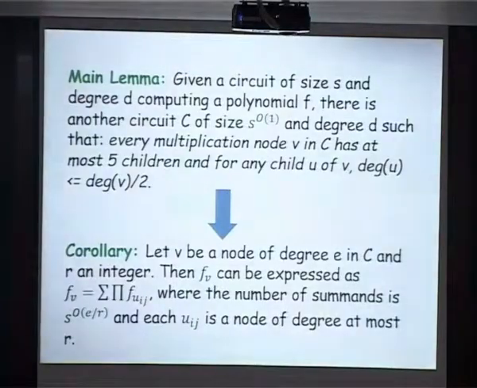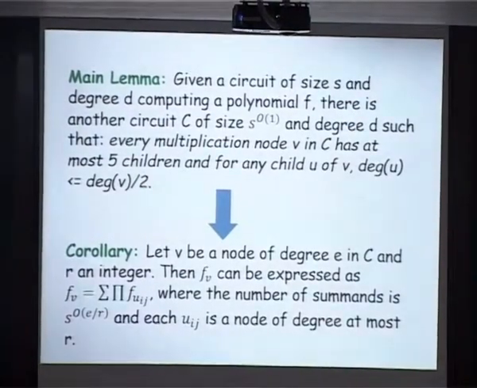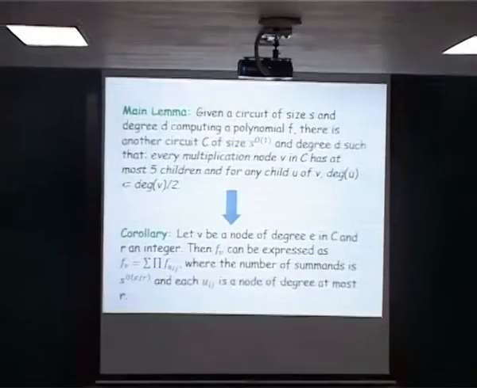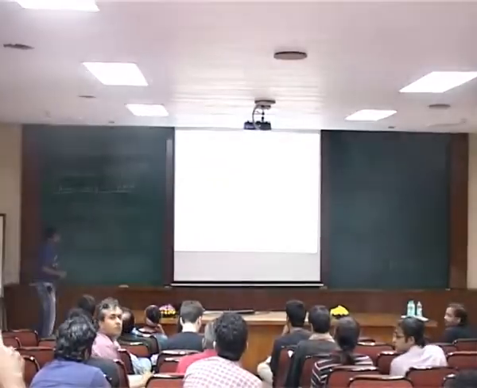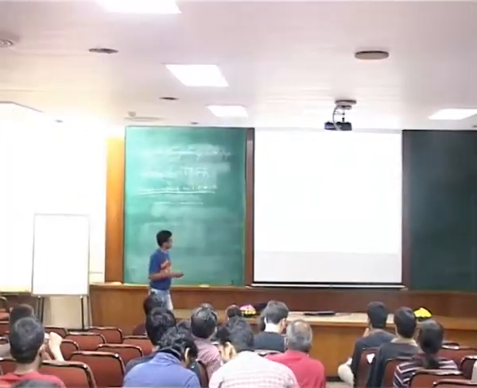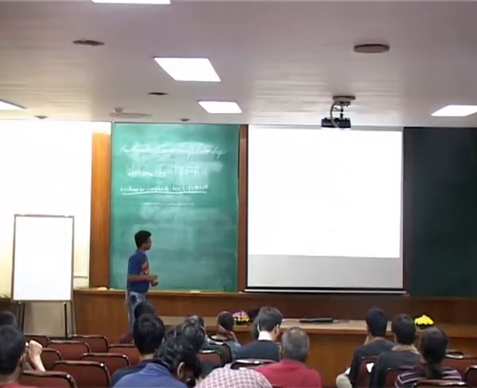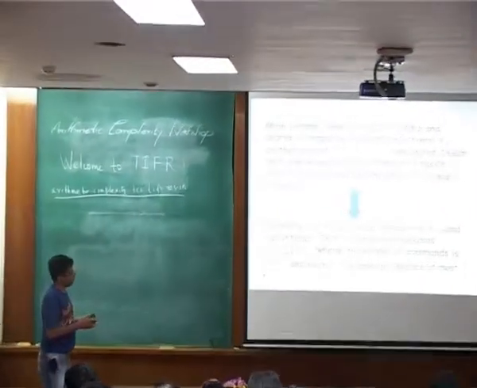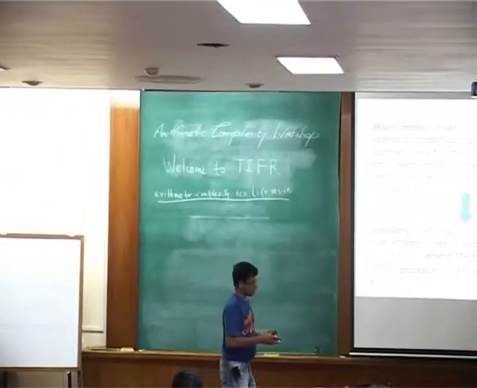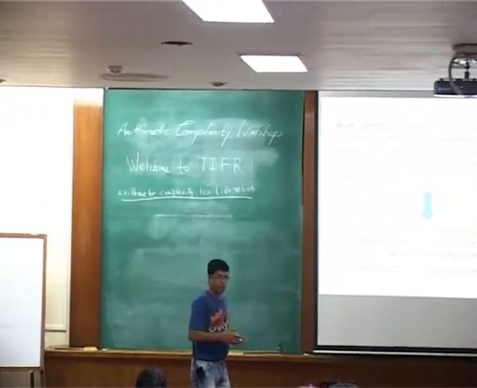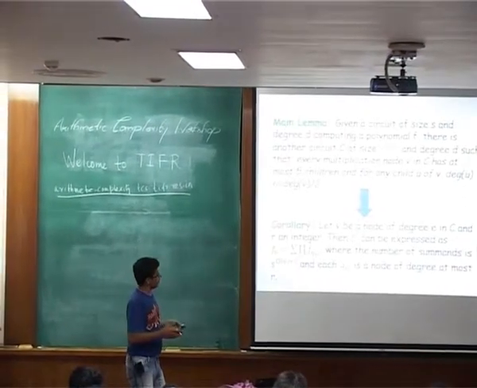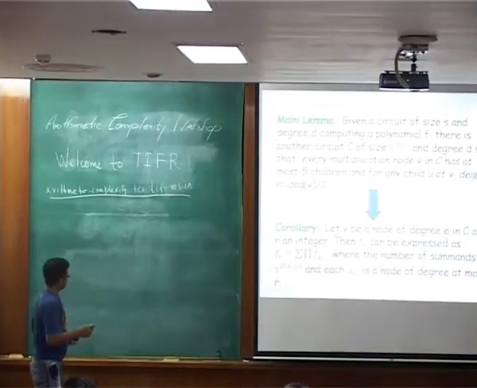Now, I was planning to prepare slides for the main lemma, but I will use the board instead. Easier to describe it on the blackboard. So let's just recall the main lemma. We have an arbitrary circuit C. We want to get another circuit C prime maybe, where every node has small degree children.